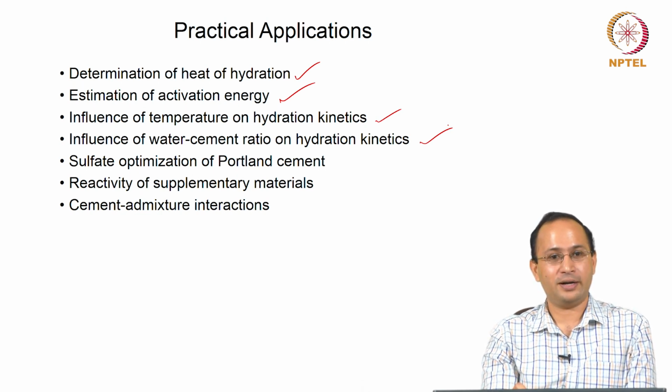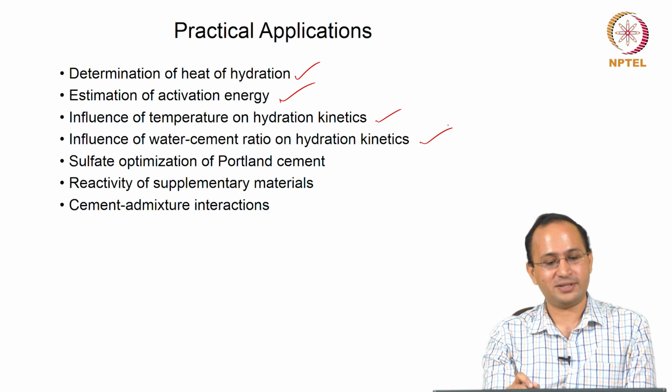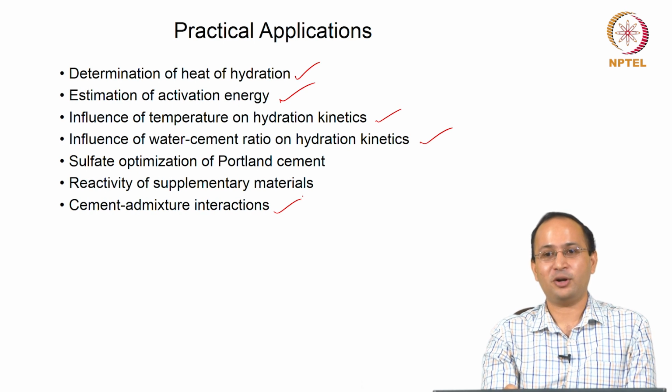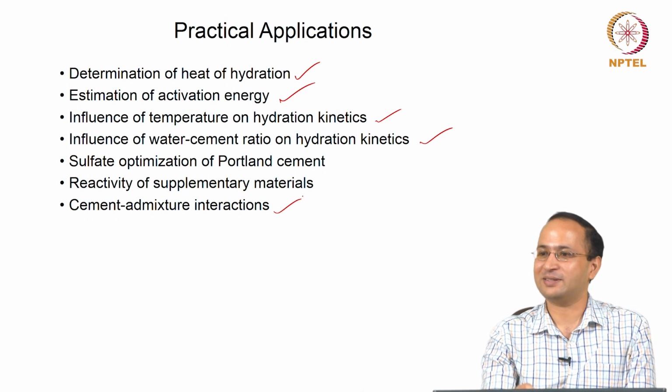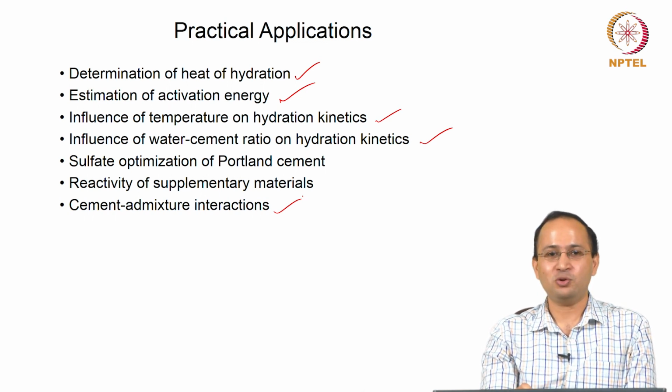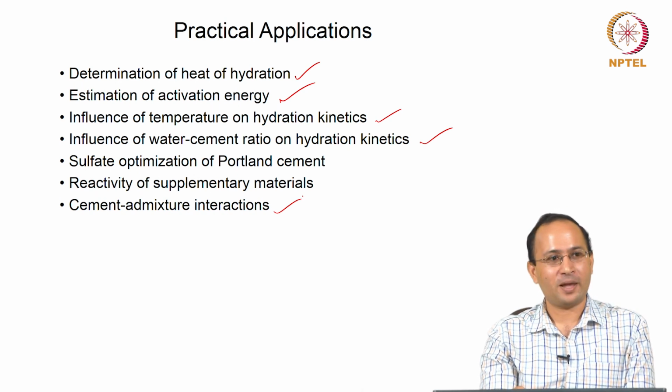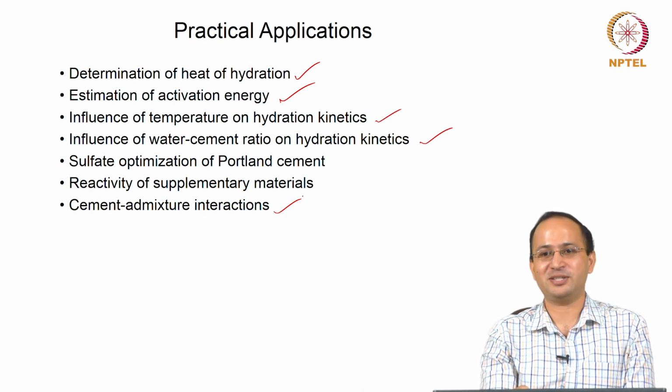How do you understand or examine the effect of these materials on the reactivity of the system? So, this technique can be used to understand that. Also important is cement admixture interaction. Admixture, suppose, chemical admixture. We are using retarders, accelerators, superplasticizers, various chemical admixtures. There is no concrete these days which does not have any chemical admixture. When we are talking about high strength concrete, high performance concrete, we are always using some sort of chemical admixture. So, we want to understand the effect of that admixture.